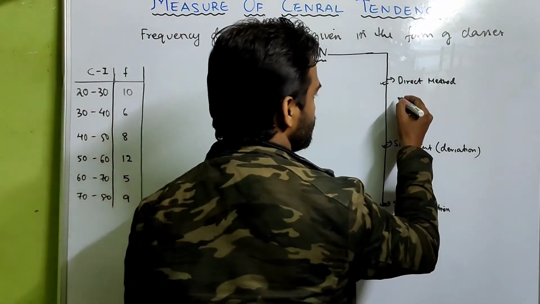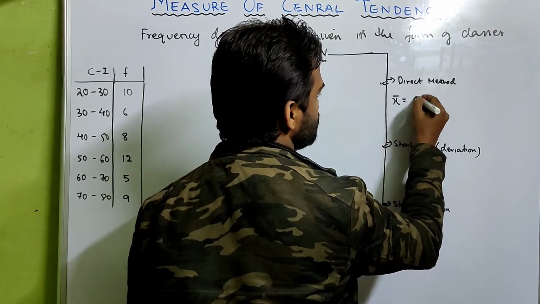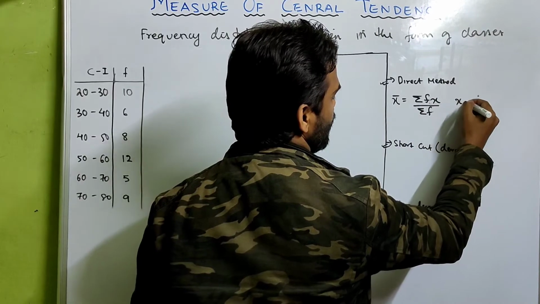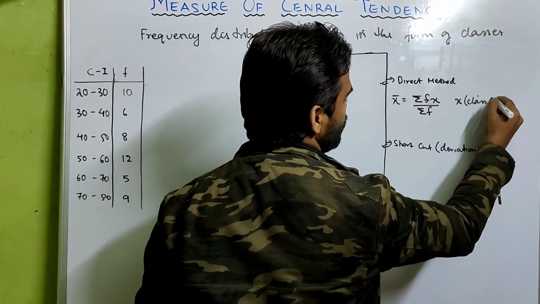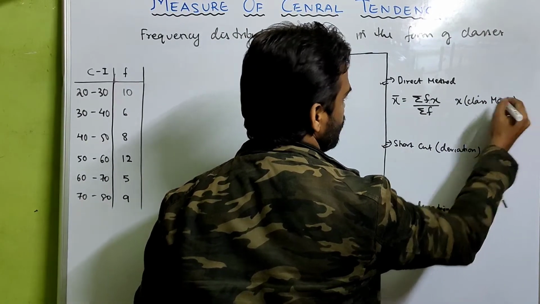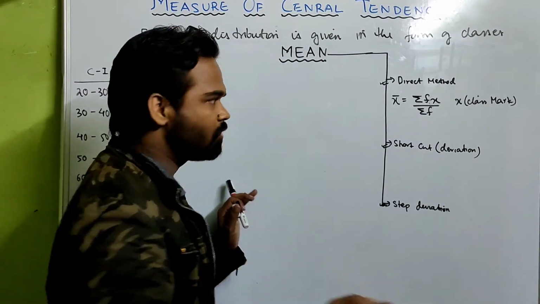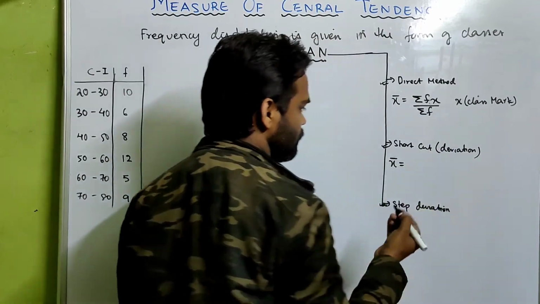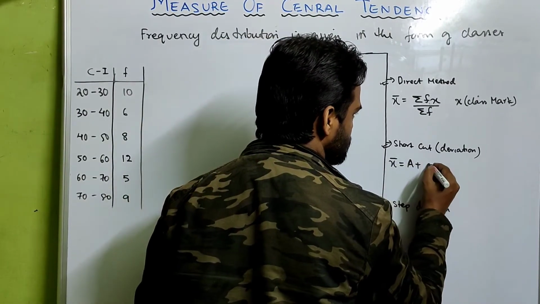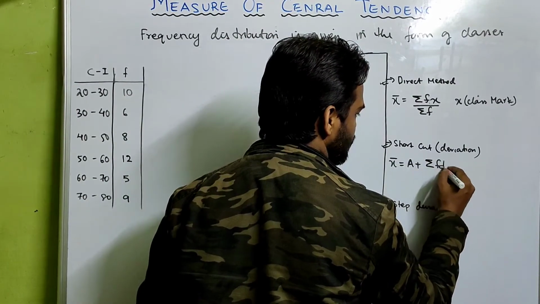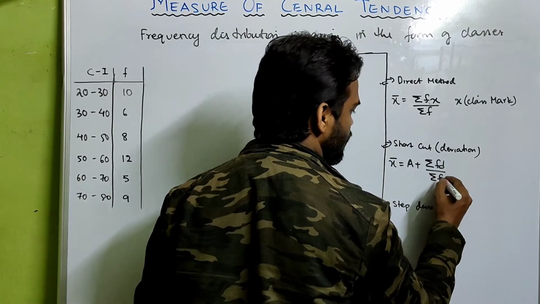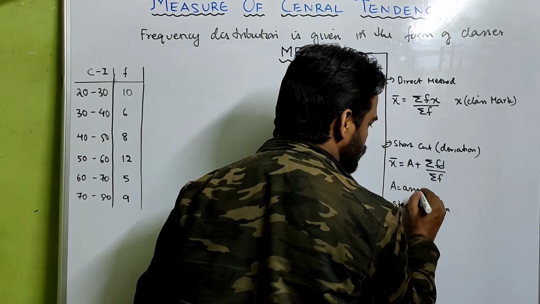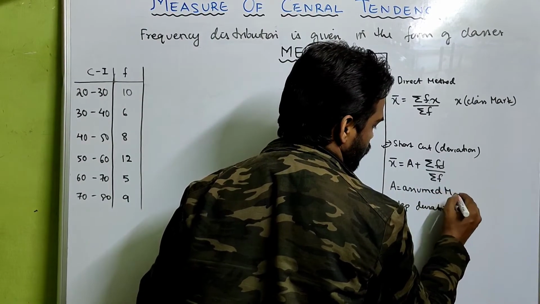Now what is direct method? In direct method, mean is sigma fx by sigma f, where x is your class mark. We know what is class mark: lower limit plus upper limit divided by 2. Then shortcut method, x bar, which is mean, is a plus sigma fd by sigma f, where over here a is your assumed mean. Now what is assumed mean?